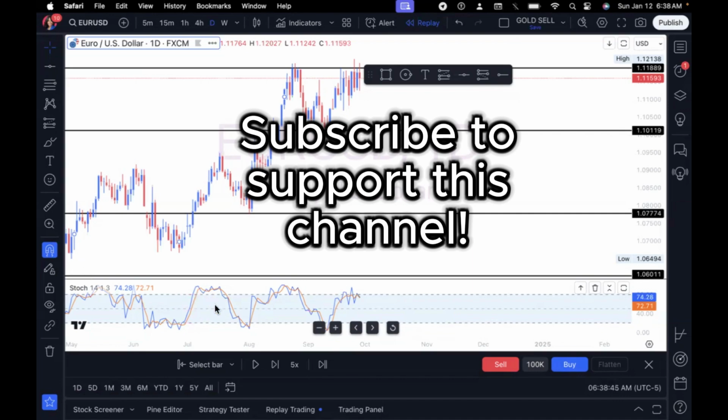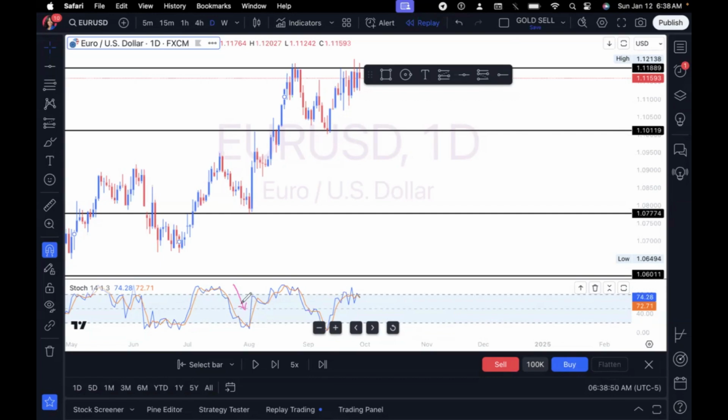Now, if I'm looking for a sell, I'll look for the stochastic to be facing down. I'll look for the orange line to be on top. And I'll look for one or both of the lines to be crossed below the dotted line.